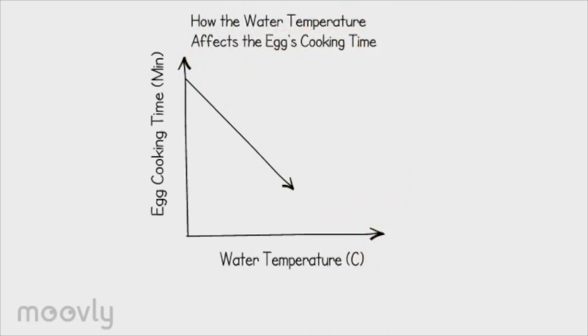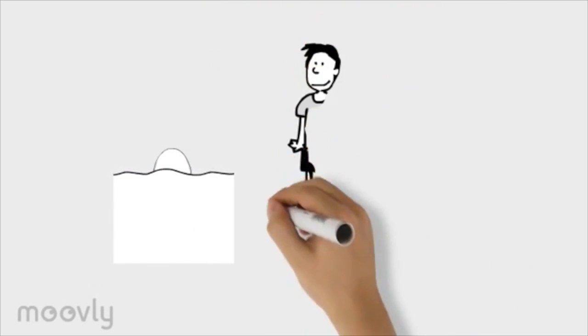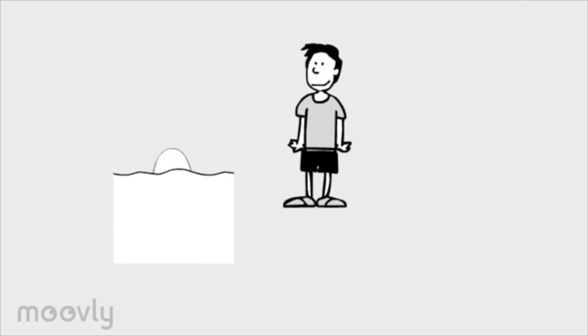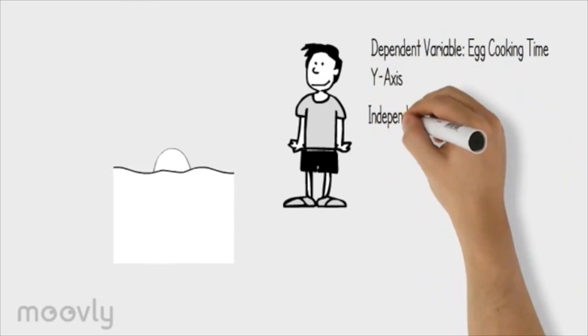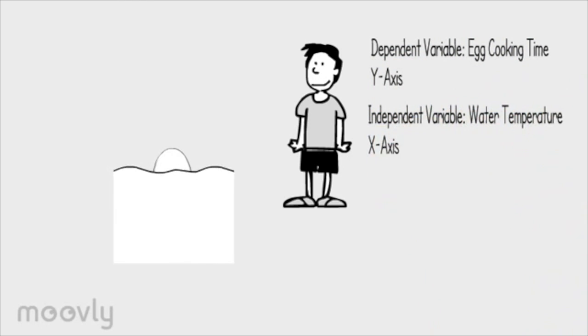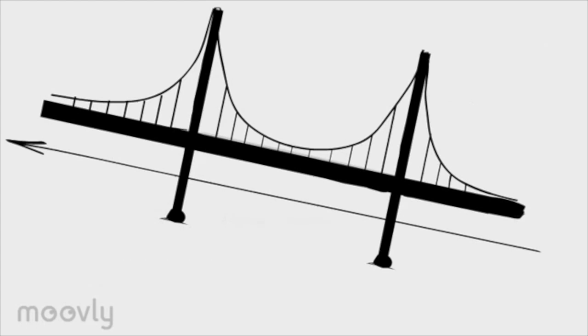Albert is boiling an egg. The higher the temperature of the water, the faster the egg will cook. The dependent variable is the egg's cooking time. It is shown on the y-axis. The independent variable is the water temperature, which is shown on the x-axis.